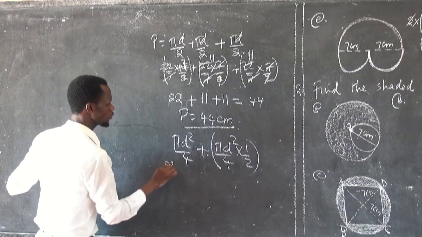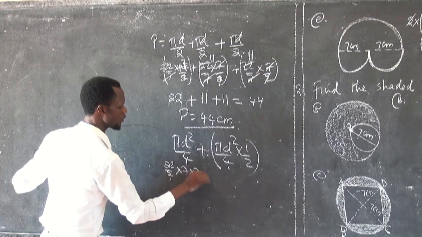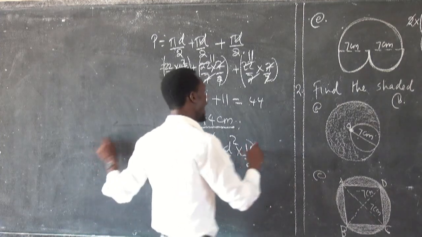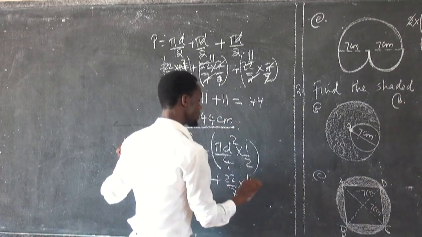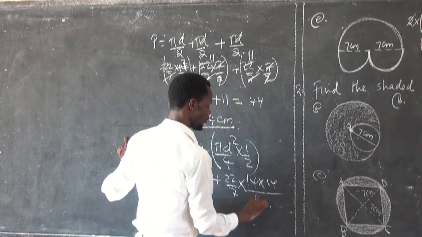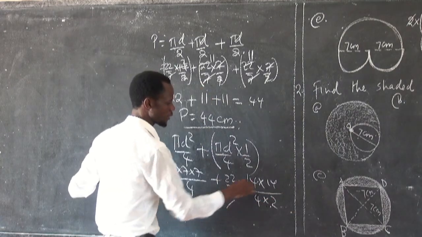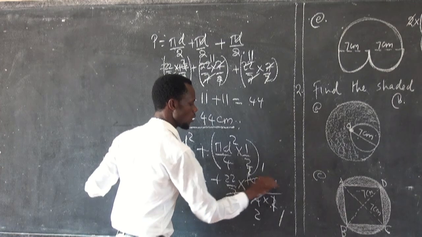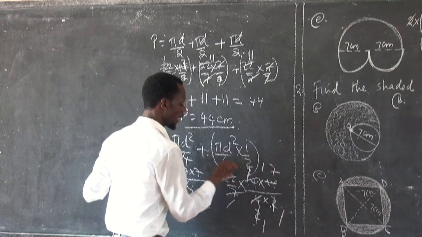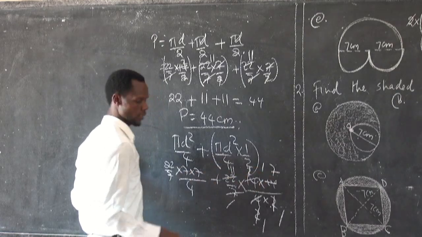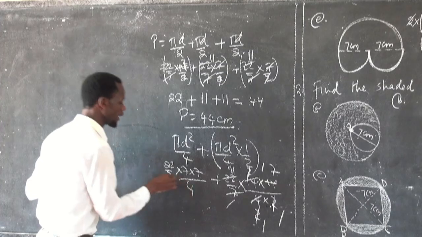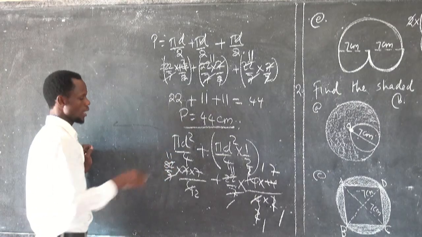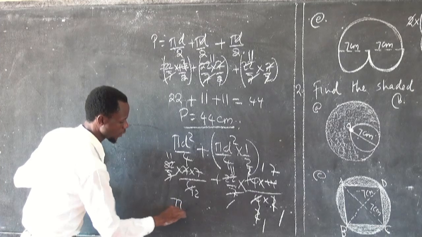Now here, it is 22 over 7 times 7 over 4, plus 22 over 7 times, the diameter for this one is 14, now times 14 over 4 times 2. By 7 here it is 1. By 7 here it is 2. By 2 it is 1. By 2 it is 7. By 2 it is 11. Now 11 times 7, 7 times 7. Then here by 7, then by 2 it is what? 11. 11 times 7, 77 over 2.